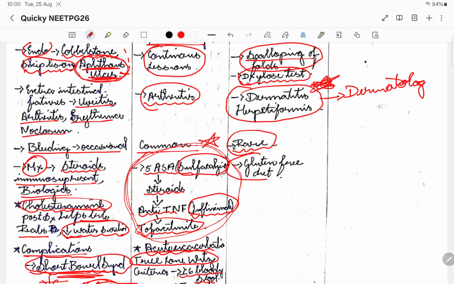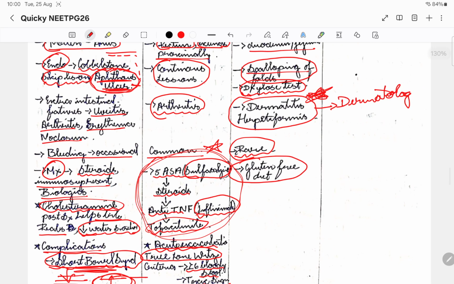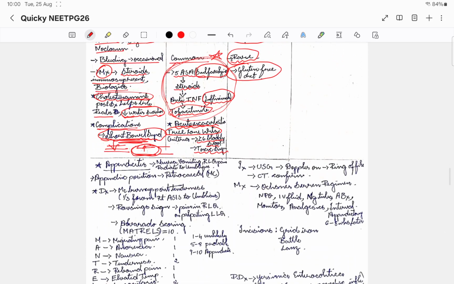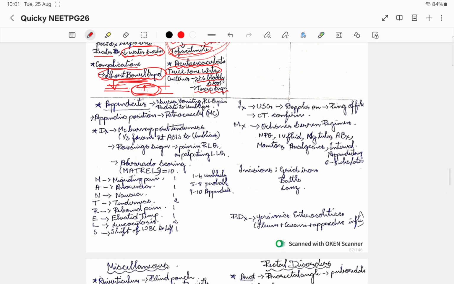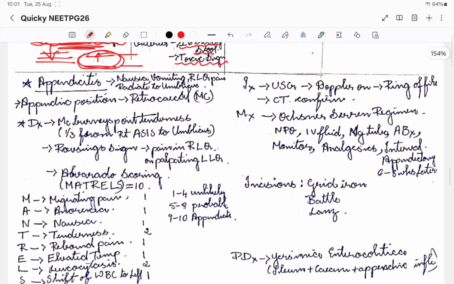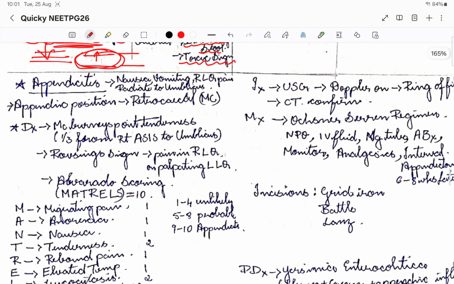The mainstay of treatment is a gluten-free diet. So this is celiac disease. All the IBD is done, inflammatory bowel diseases are done. So coming to the last part of the intestine, that is appendicitis. What are the features the appendicitis patient will present with?